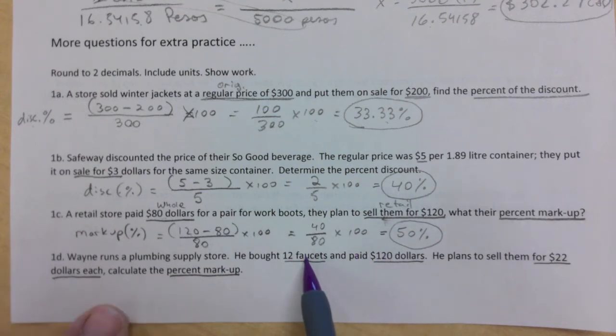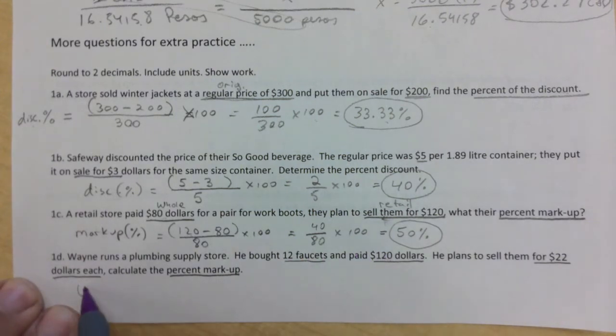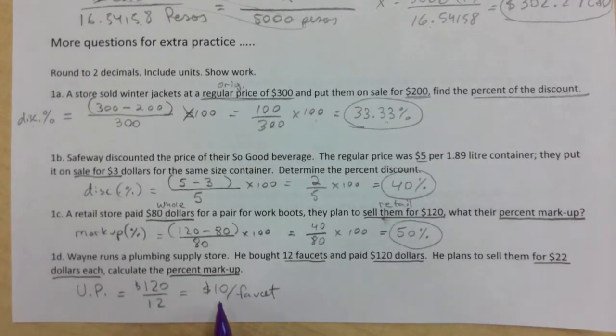So we're going to find the unit price, right? Unit price, like it's the price for one faucet, it's cost divided by quantity, right? So it's $10 per faucet. Okay, that's what you're calculating here. That's the first step.